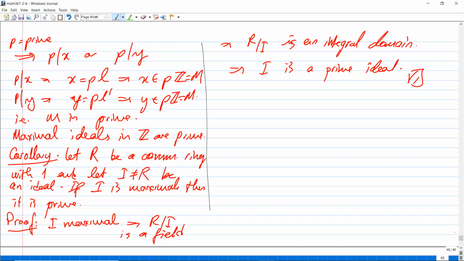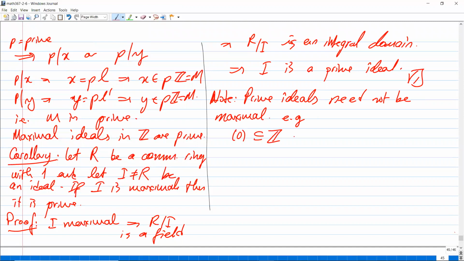And the prime ideals are not maximal. Note, prime ideals need not be maximal. Example, if you look at the zero ideal in Z, the zero ideal in Z is prime in Z, but it is not maximal. So prime ideals need not be maximal.